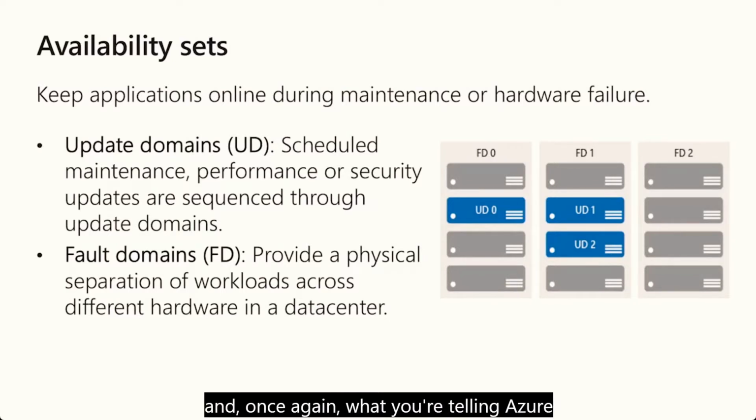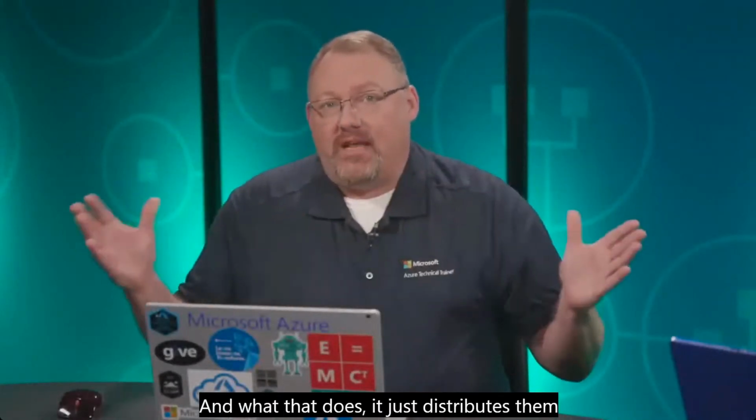And once again, what you're telling Azure and you're telling Microsoft is, look, I don't want a patch or something hardware like an electrical outage or a workload to fail or a different rack to go down. I don't want that to impact the availability of my virtual machines. And remember, you need at least 2 virtual machines to use a zone or a set. And what that does is it just distributes them. So those single points of failure, guess what? It doesn't impact the availability of whatever solution you're deploying inside of Azure.